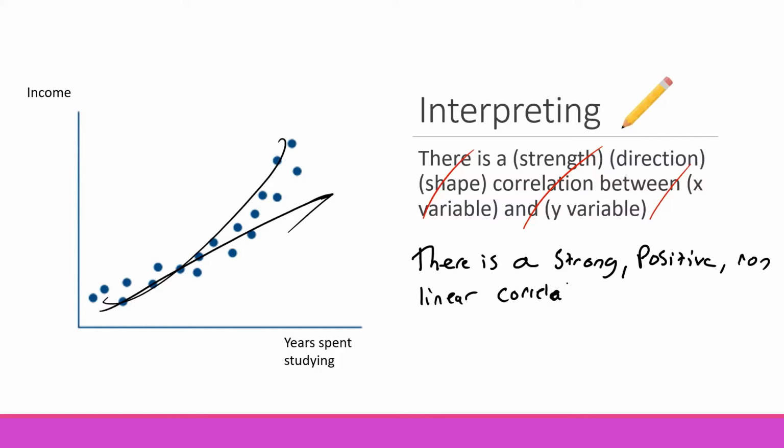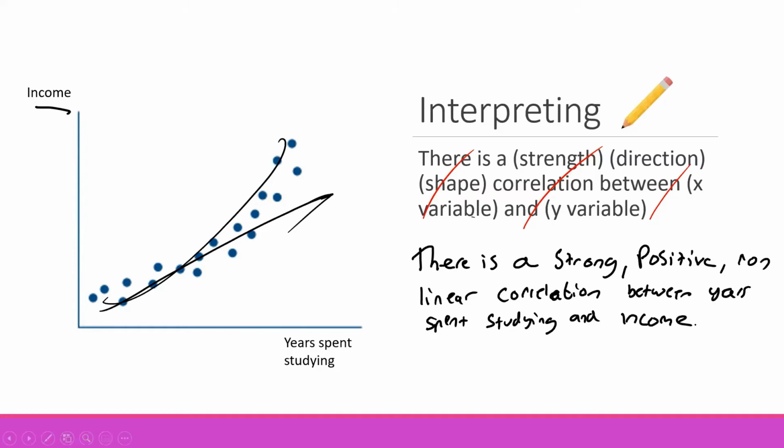Now correlation just means relationship, by the way, between the X variable. What's the X variable? Years spent studying. Between years spent studying and the Y variable. What's the Y variable? Income. And income. And that's how I generate an interpretation of a scatter plot.